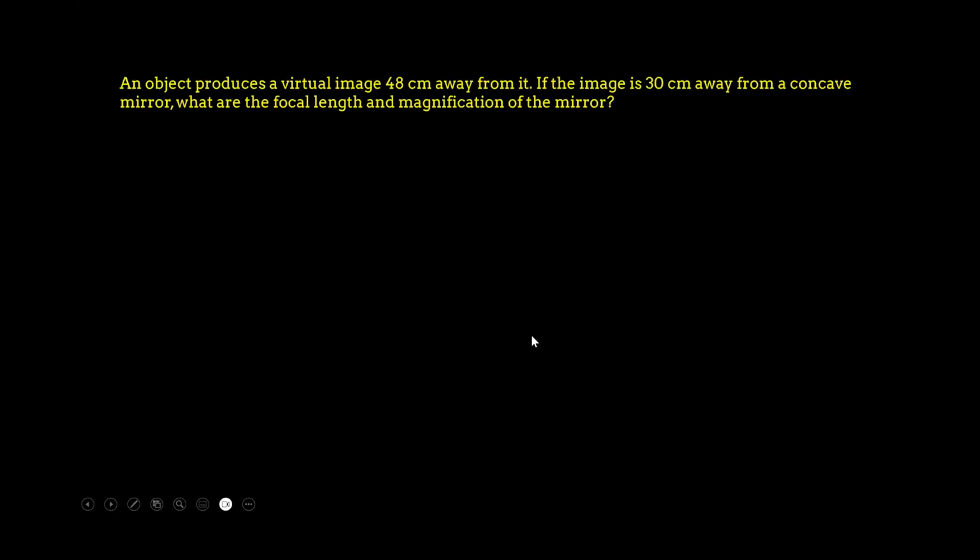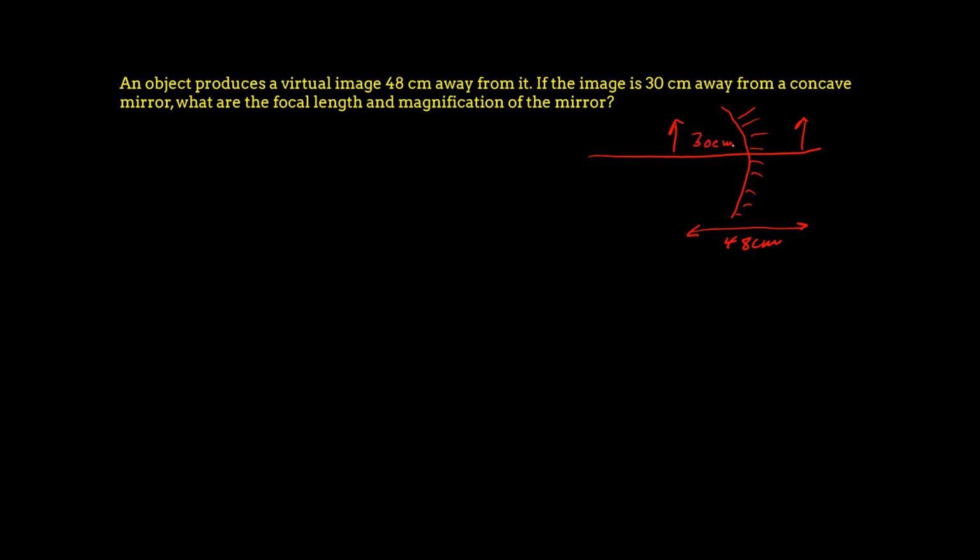So let's begin. We have an object that produces a virtual image 48 centimeters away from it. If the image is 30 centimeters away from the concave mirror, what are the focal length and magnification of the mirror? So here's a mirror. Here's an object. Here's an image. It's a virtual image, so it has to be on the dark side. So now we know this distance is 48 centimeters.